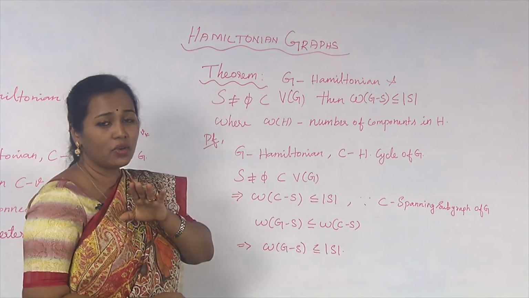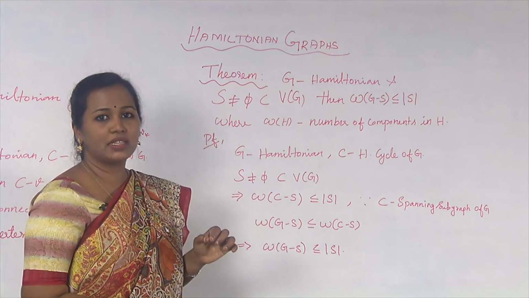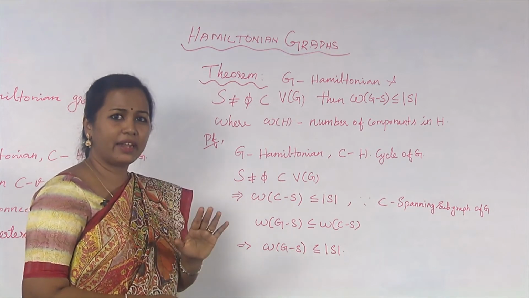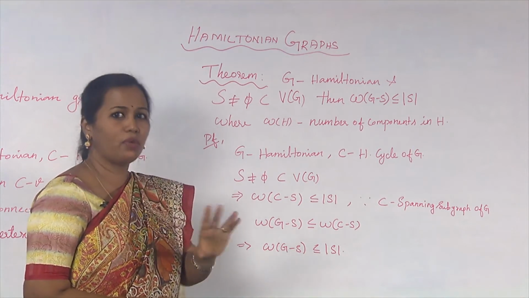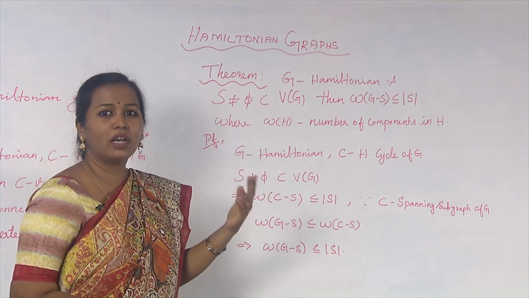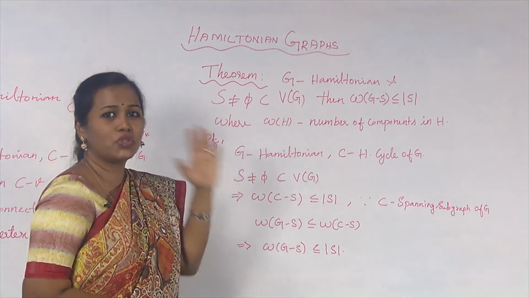There is only one component now, and omega represents the number of components in a graph. So, if you remove one vertex, the graph is still connected, which means the number of components is still 1. Only when you remove more than one vertex, the graph maybe becomes disconnected. That is the basic definition of a Hamiltonian graph, it is two connected.